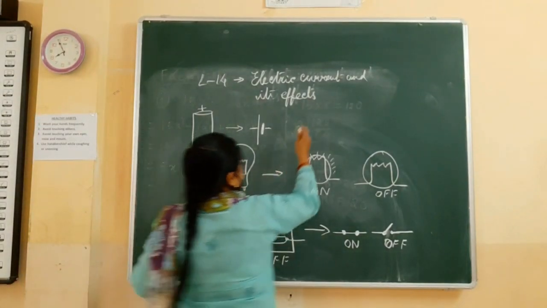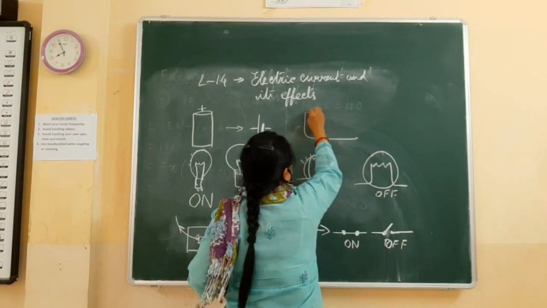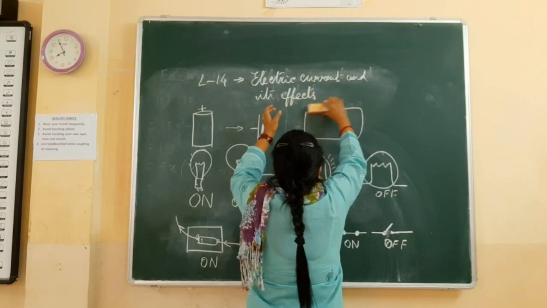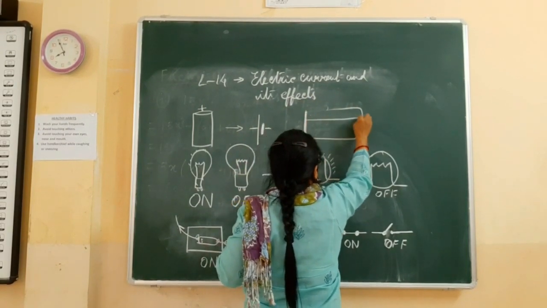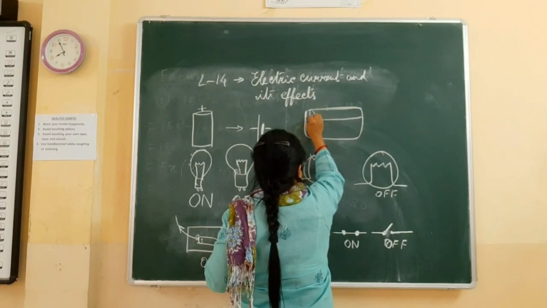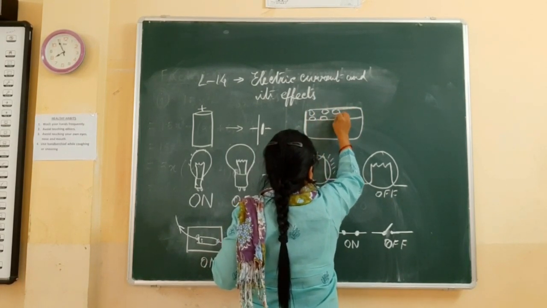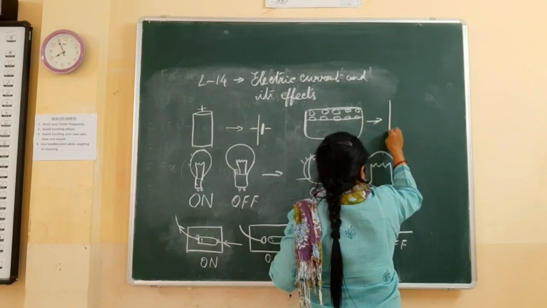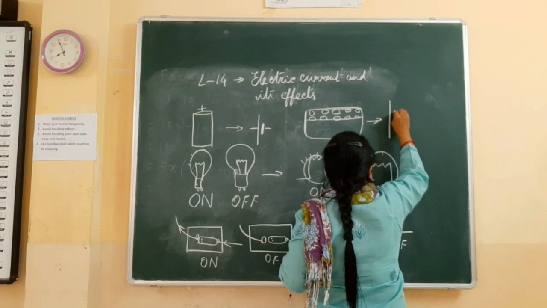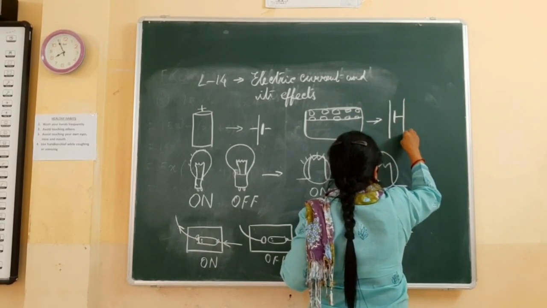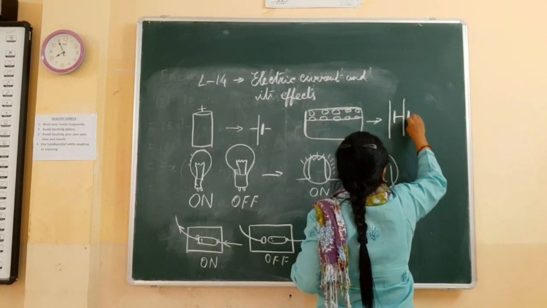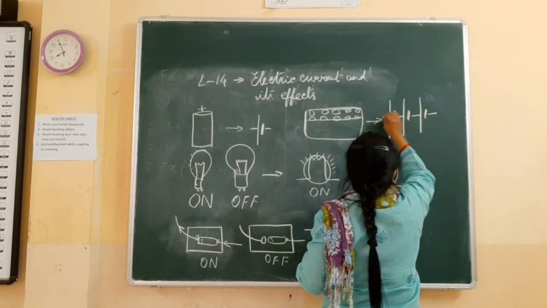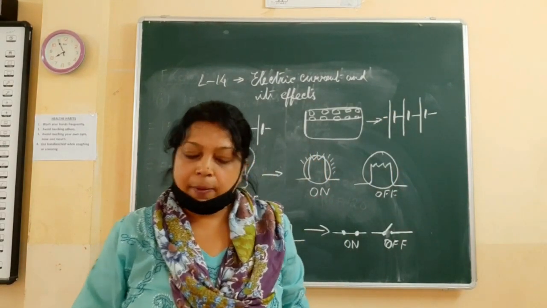The next one is the battery. The actual diagram of the battery is shown, but the symbol of the battery is a thin line, a thick line, and again a thin line, and a small thick line, again a long thin line, and a small thick line. So this is the symbol of the battery.